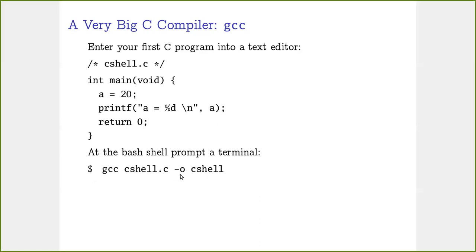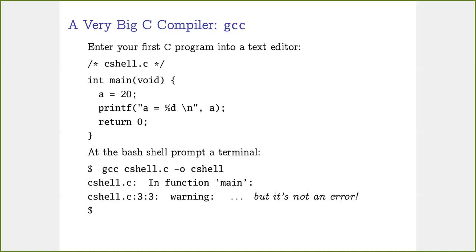-o means this is an option. That's what the dash indicates. The o specifies that we're indicating the output file, cshell. If you don't put this, it goes to a default output called a.out. Okay? Now, if everything's well, we should get no response, because silence is golden in this context, but we don't.